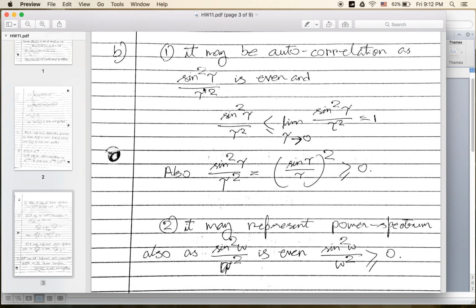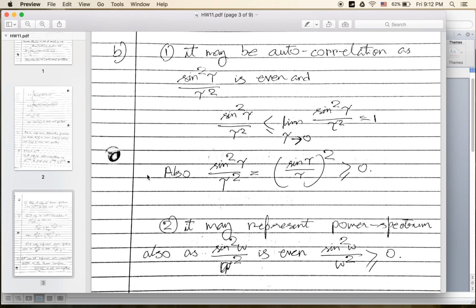The second function is given as sine square tau by tau square. This can be written as sine tau by tau, whole square, which is always even. And if we take the limiting case, that is tau tends to 0, we get 1, and this quantity is always less than or equal to 1. So the conditions are satisfied: this is even, and R of tau is less than or equal to R of 0. So this can successfully represent the autocorrelation function.